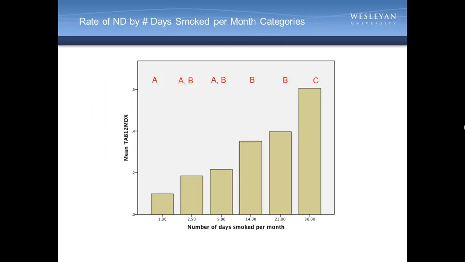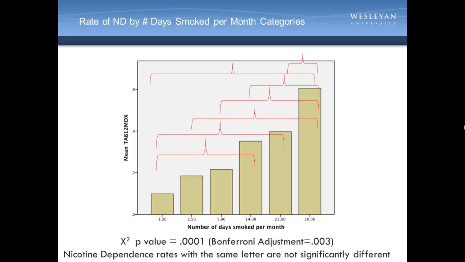Using the letter convention, in which nicotine dependence rates with the same letter are not significantly different, these post hoc findings can be pictured like this. Here is another way that we could picture the significant differences between rates. As you can see, the more differences there are, the more challenging this visualization can be to create.